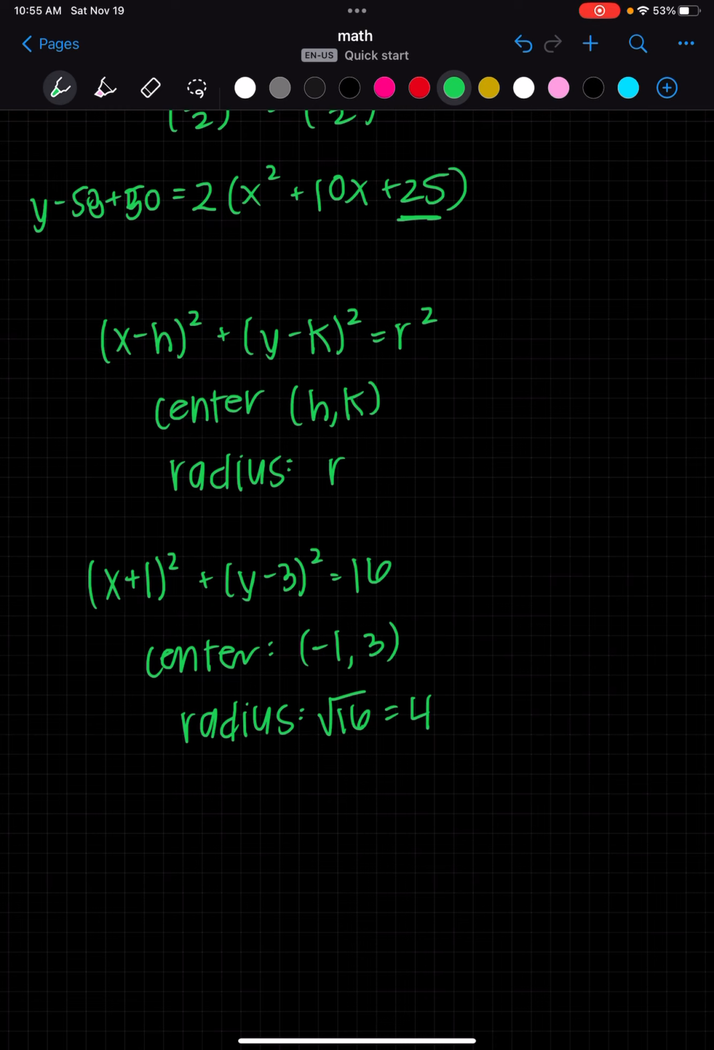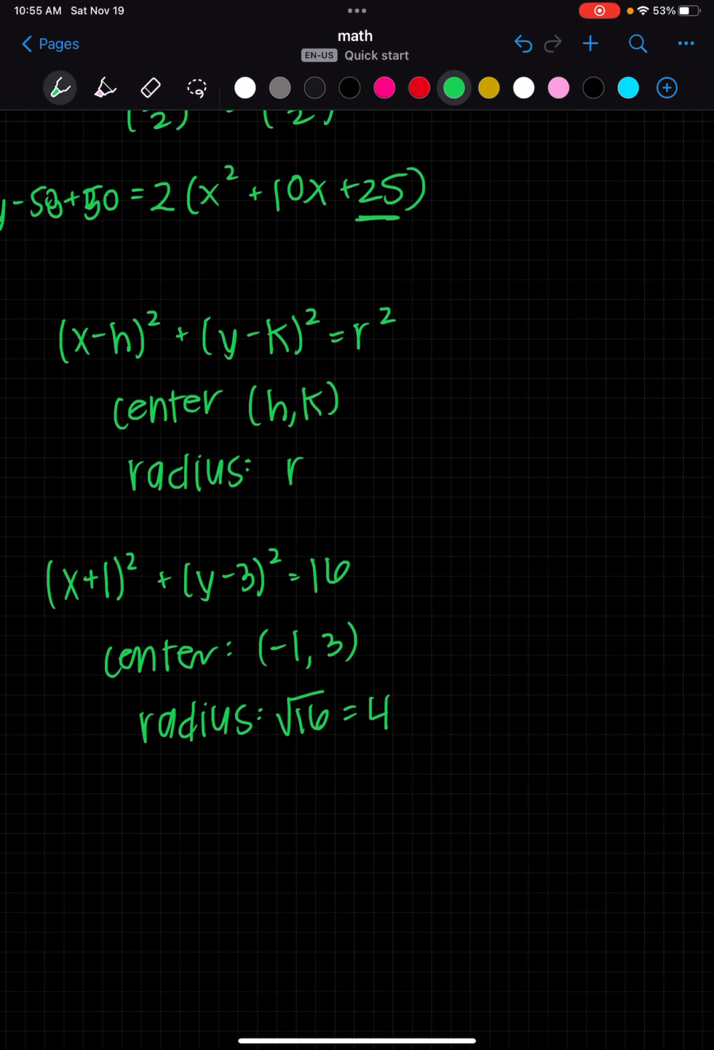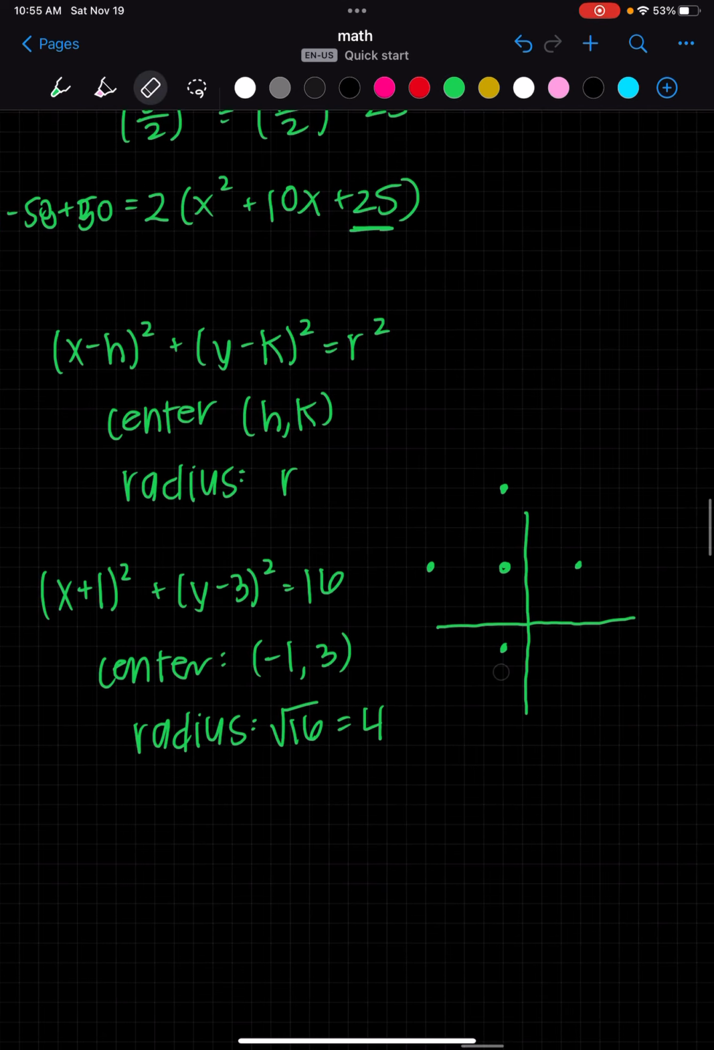So when I graph that, I'm going to start at -1, 3, and then the radius is 4, so I'm going to go up 4, to the right 4, to the left 4, 1, 2, 3, 4, and then down 4. That was too many. And then we can just draw our circle. Obviously, I'm not a great artist, but that's what it should kind of look like.